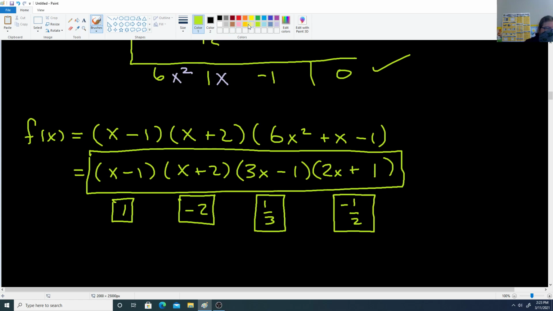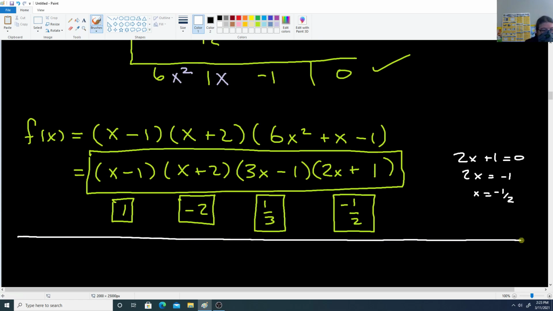And on these last terms, if you weren't able to see that it's negative a half, you could set the whole 2x plus 1 equal to 0 and start solving it for x. Once you set the whole term equal to 0, you can solve it for x, and that'll get you the x value that you want. So here's the factored form, here's the 4 zeros, and we have our rational zeros theorem problem wrapped up like that.